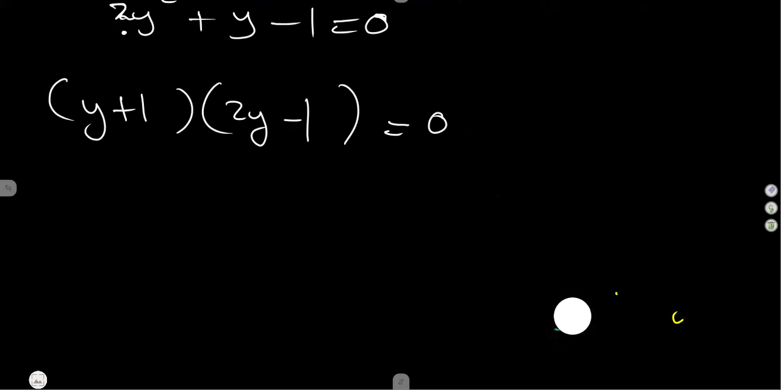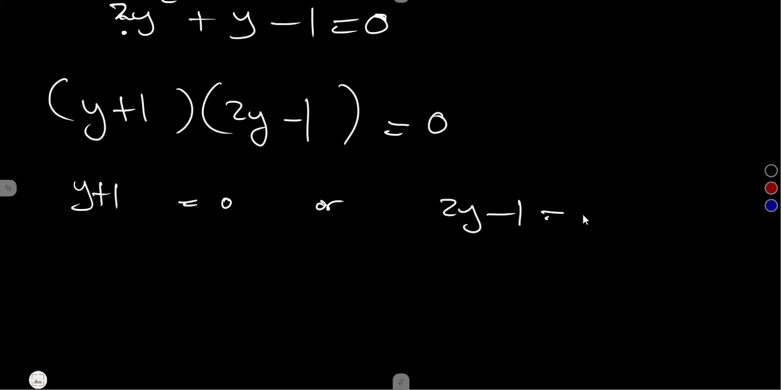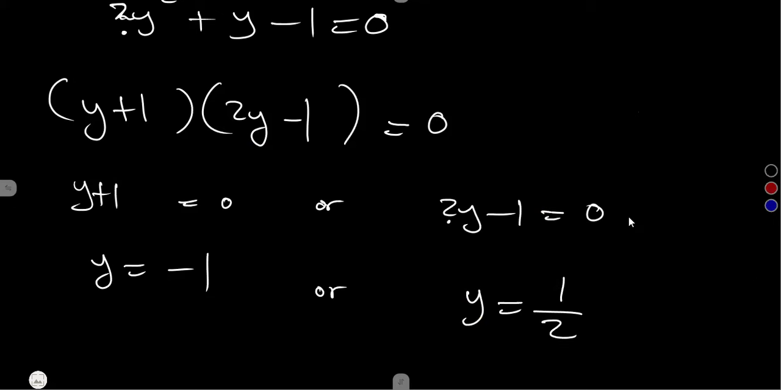We can solve for y there from the 0 concept. One of these two brackets must be equal to 0. So therefore, we can say this is equal to 0 or 2y - 1 is equal to 0. So what is the value of y from the first part? The 1 to the other side is going to be a negative, so y is equal to -1. Or for the other, the -1 to the other side is going to be +1. Then we divide by the 2 there. So we are going to divide by what? By 2. So y is -1 or y is what?